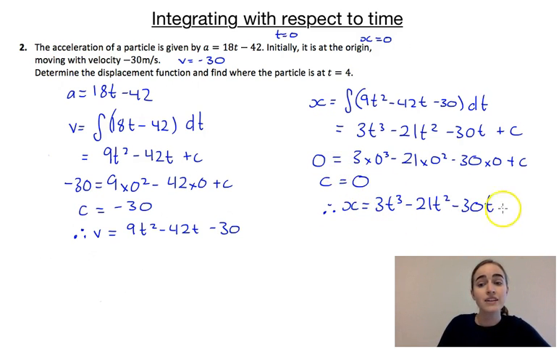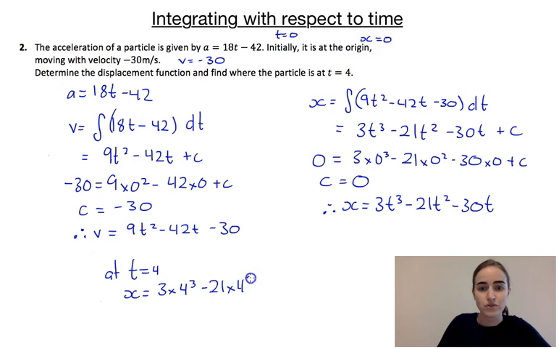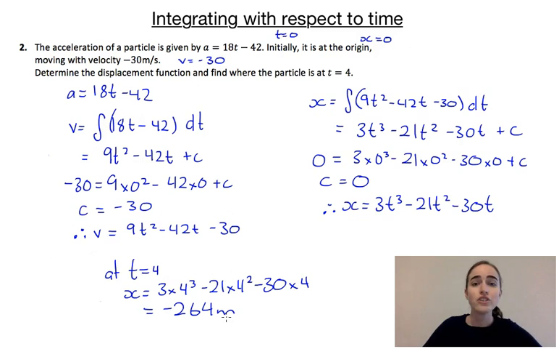So now that we have our displacement function, so we've done the first part of our question, it asks us to find the displacement at t equals 4. So at t equals 4, x is going to be equal to 3 times 4 cubed minus 21 times 4 squared minus 30 times 4. And that's going to give us minus 264 meters. So that's having a look at problems involving integrating with respect to time.